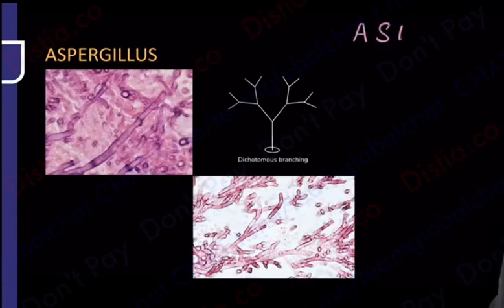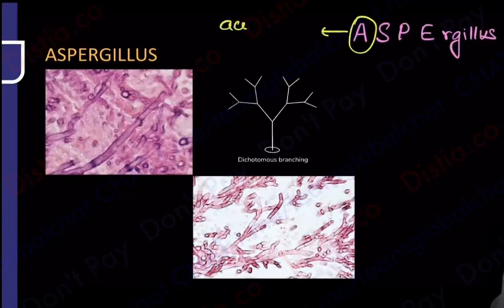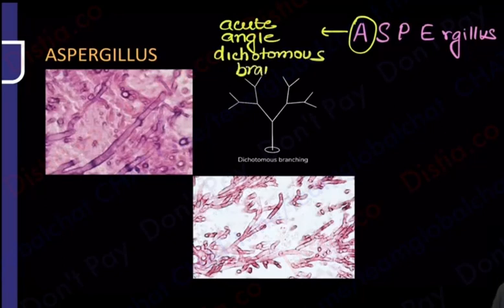That is how everything is going to become a little simple. When I talk about Aspergillus, please remember, A is going to be for acute angle dichotomous branching. What do I mean by acute angle dichotomous branching? Acute angle means less than 45 degrees. So you can see wherever the branching is occurring, it's occurring at a less than 45 degree point.